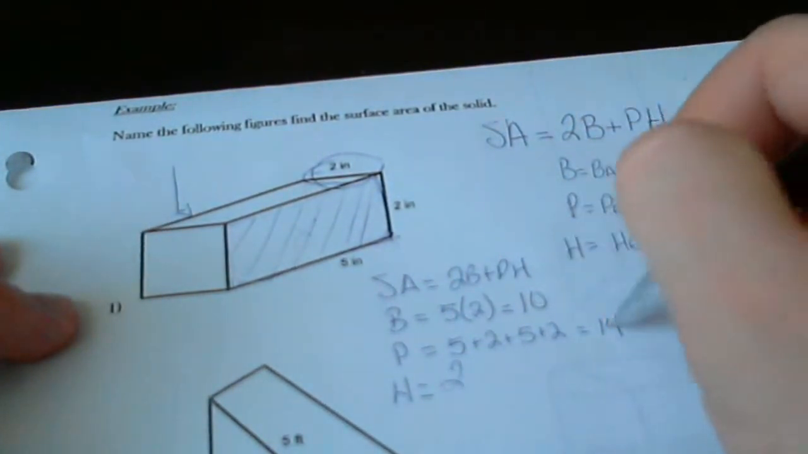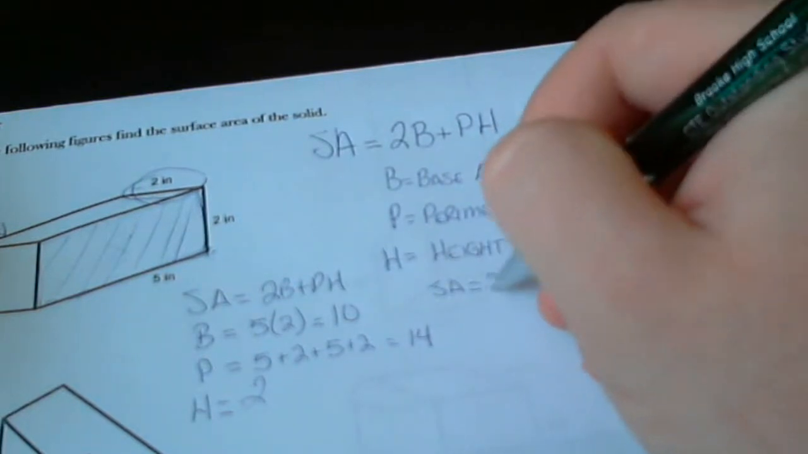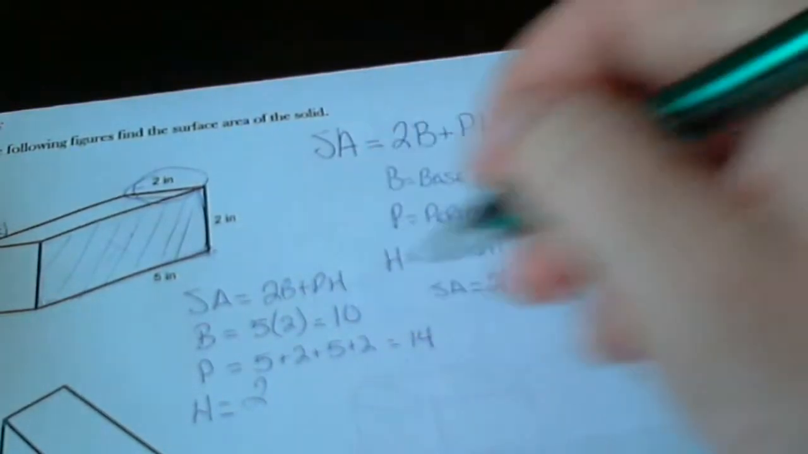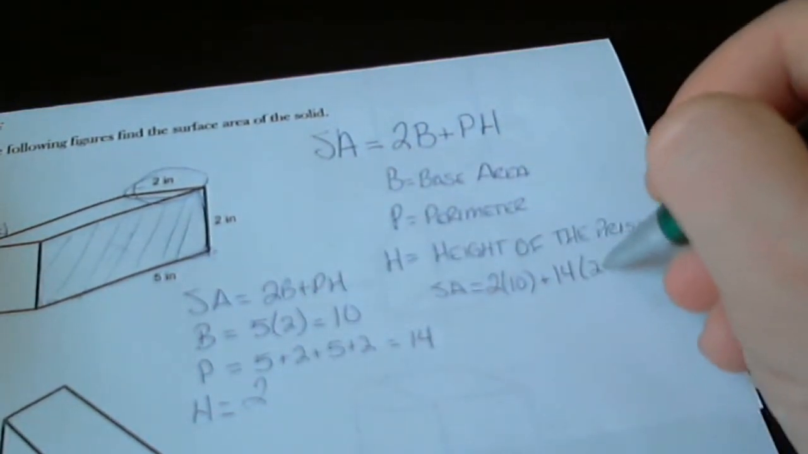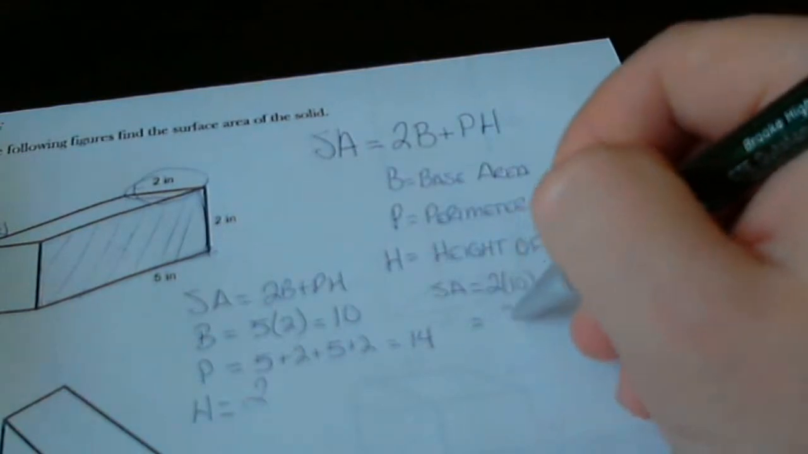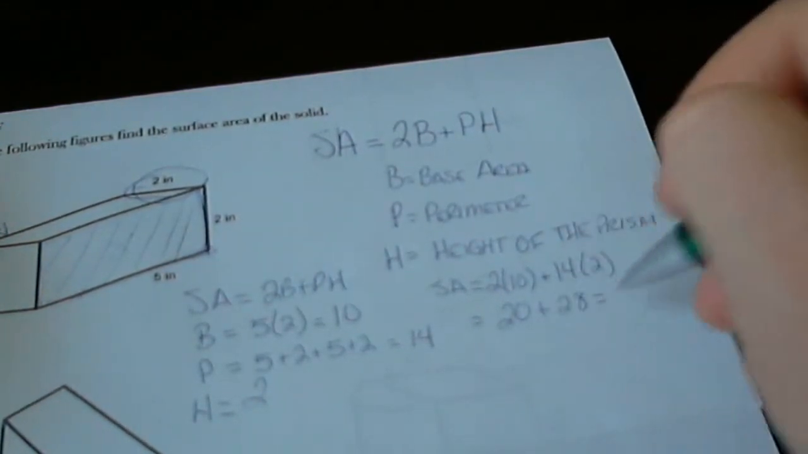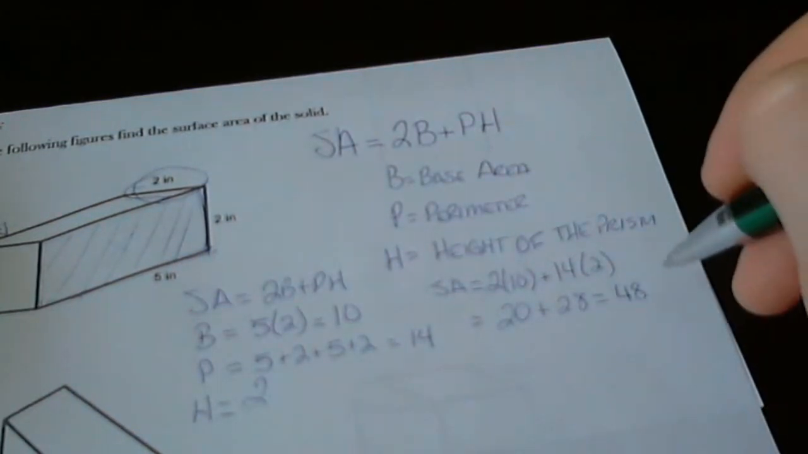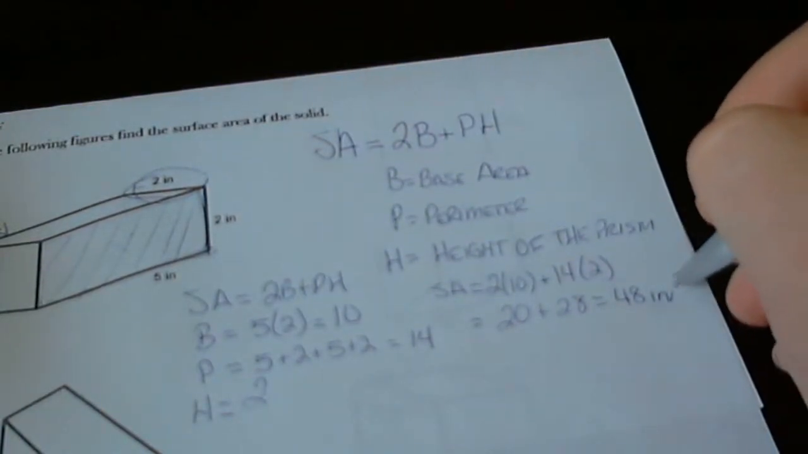Now we take our 10, our 14, our 2, and plug into our equation. So here we go. SA equals 2B, but B is 10, plus perimeter, which is 14, times height, which is 2. 2 times 10 is 20. 14 times 2 is 28. Finally, add the two together. 20 plus 28 is 48. Now this is surface area, so we know it's inches squared.